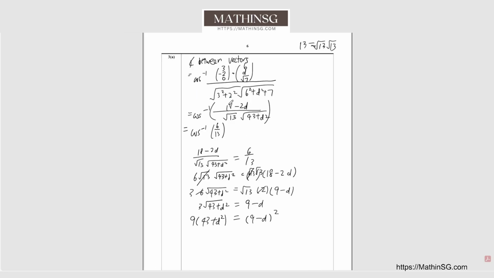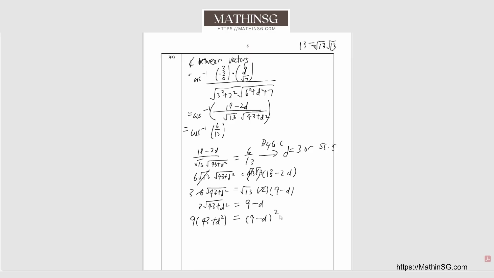So in fact, once we reach this point here, you can simply type it into your GC, use the graph, equate one side to this and the other side to here, and you can solve it. Okay, and you'll get your d equals 3 or 55.5. So possible values, we need the two values. So it's 3 or 55.5.